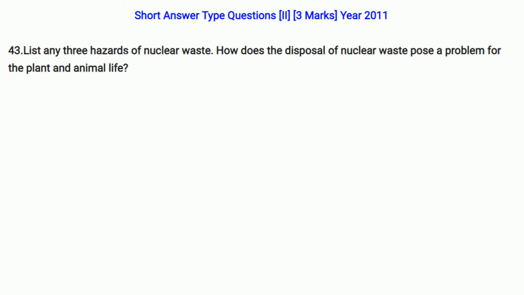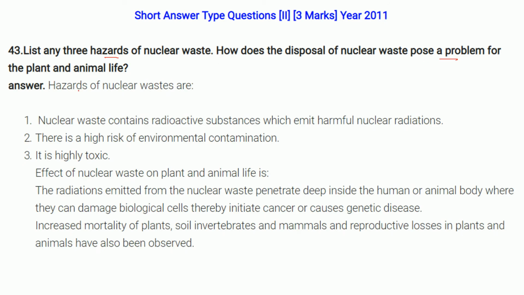List any 3 hazards of nuclear waste. How does the disposal of nuclear waste pose a problem for plant and animal life? Nuclear waste, because we have already seen Hiroshima, Nagasaki, Chernobyl, so many things we have seen. So there is always a hazard of nuclear waste. Nuclear waste contains radioactive substances which are very harmful for us, which emit harmful nuclear radiations. There is high risk of environmental contamination and they are highly toxic.